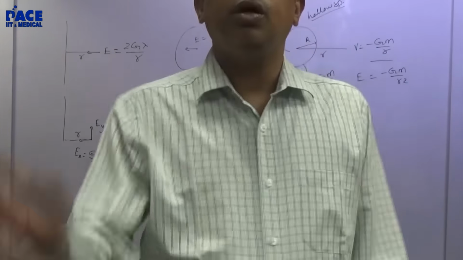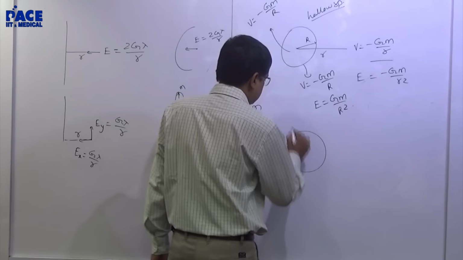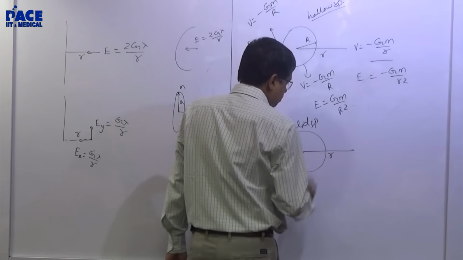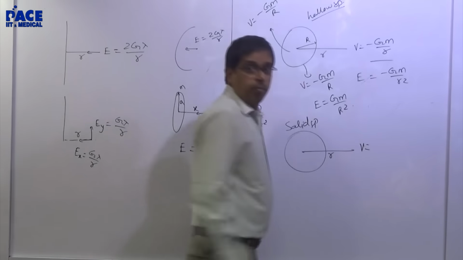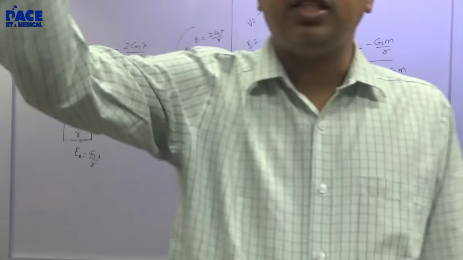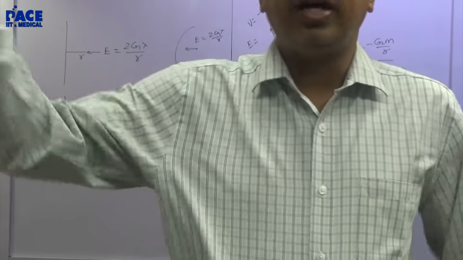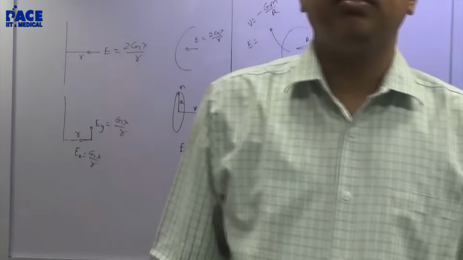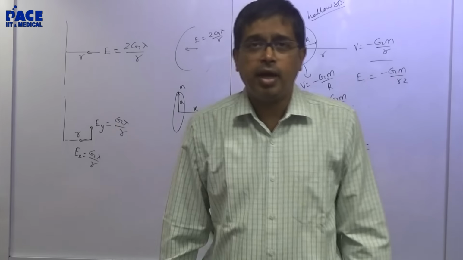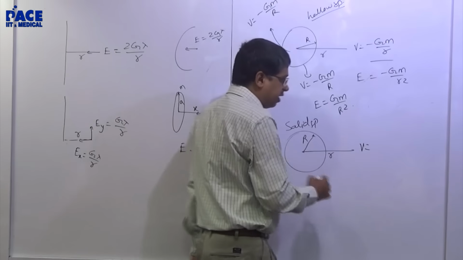Nerul. Solid sphere. Smaller. Potential. Nerul. Last bench to my right, just in front of the pillar. Last bench to my right, that means to your left. To your left, last bench. Yeah, tell me the potential at an external point for a solid sphere.